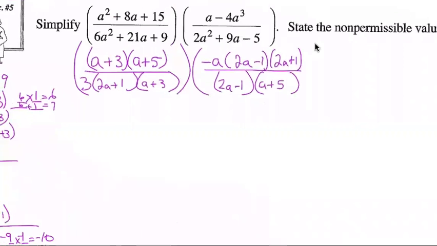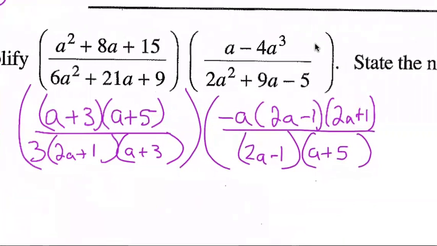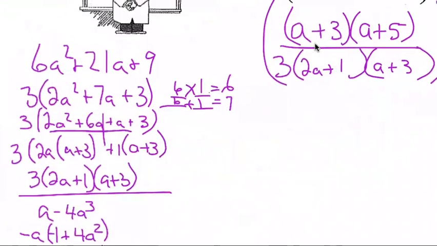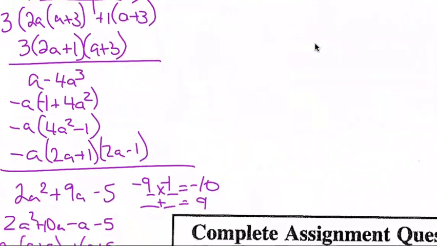Okay, welcome back. So our questions factor to: a squared plus 8a plus 15 factors to a plus 3, a plus 5. 6a squared plus 21a plus 9 factors to 3 times 2a plus 1, a plus 3. A minus 4a cubed factors to negative a, 2a plus 1, 2a minus 1. And 2a squared plus 9a minus 5 is 2a minus 1 and a plus 5. All of that factoring work's done over here, so you could follow those steps if you need to see how those got factored.